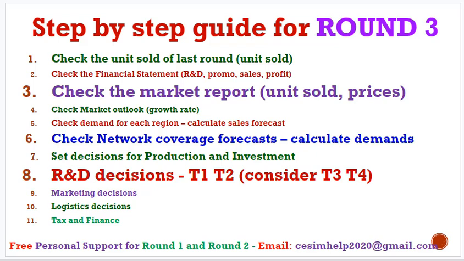R&D is always the key to winning the game, so we focus on Tech 1 and Tech 2 in rounds 1 to 3, and from later rounds we can focus on Tech 3 and 4. So consider investing R&D in Tech 3 and Tech 4 from this round, and adjust the marketing decision to get better sales and better profit margin. Again, focus on logistics to get better distribution among the different market regions and control the tax and finance.